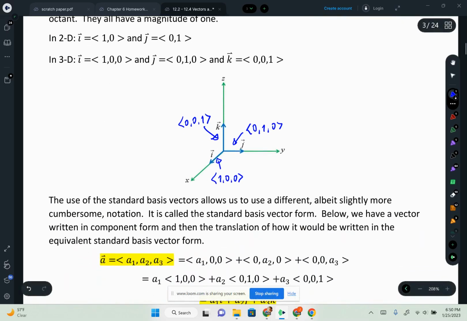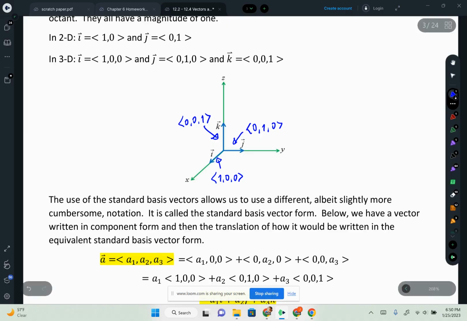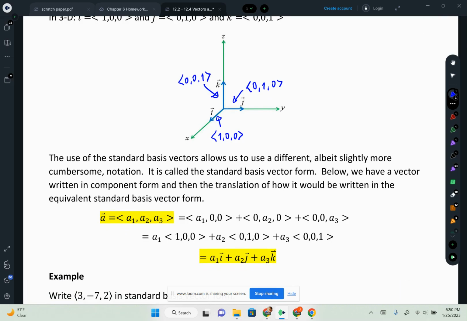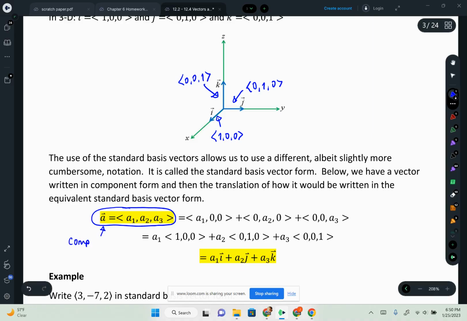Now, because we can write a standard basis vector in this angle bracket notation, that means that we have a way to go back and forth between two different types of notation. So this guy right here, A is equal to the vector A1, A2, A3 in the angle brackets. This is called the component form of a vector.